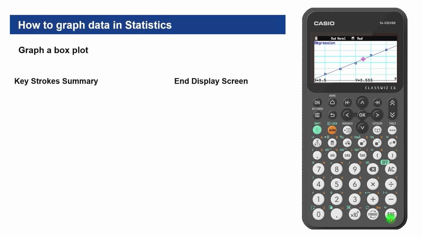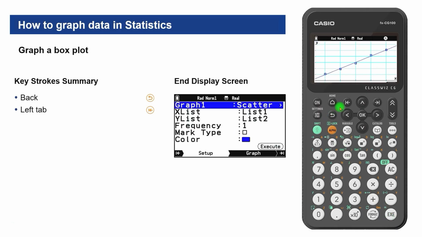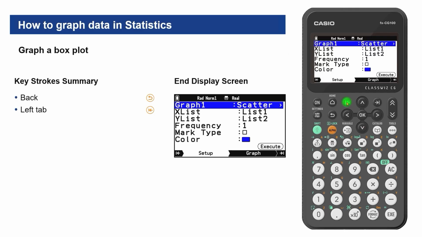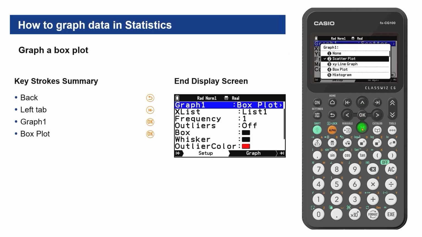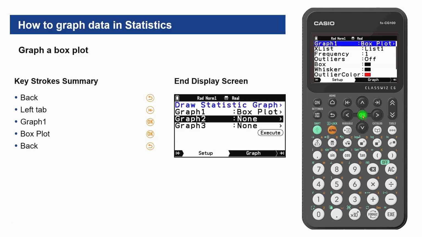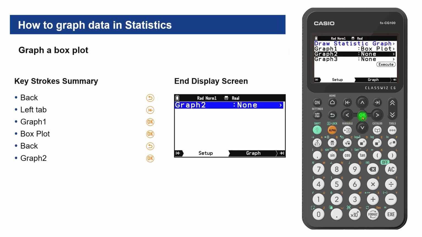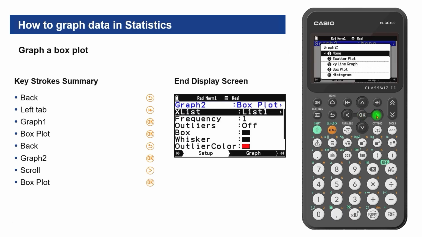A final type of graph that will be demonstrated is a box plot. End the analysis, and press Left tab to return to Setup. Select Graph 1 again, then select Box Plot to show the default settings. Press Back to add another graph. Select Graph 2, which is currently set to None, and scroll to change the type. Then select another box plot.